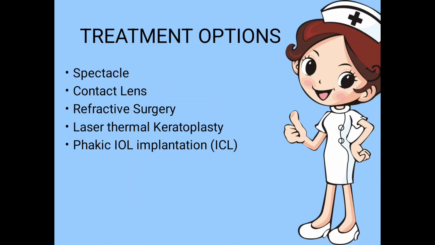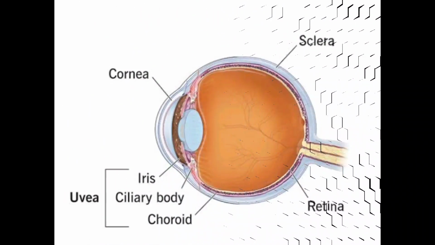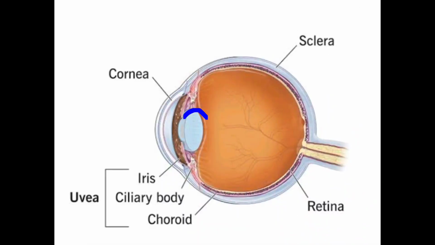Next one, phakic IOL implantation. In case of phakic IOL implantation, the crystalline lens can be kept at its place. Here the new lens, ICL, will be implanted, as the patient has +1 hyperopia. So by calculating the value, that powered lens can be placed here. One lens is already inside the eye and another lens will be placed here. This is known as ICL.